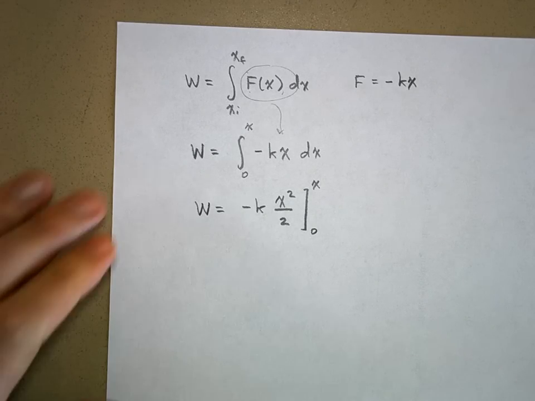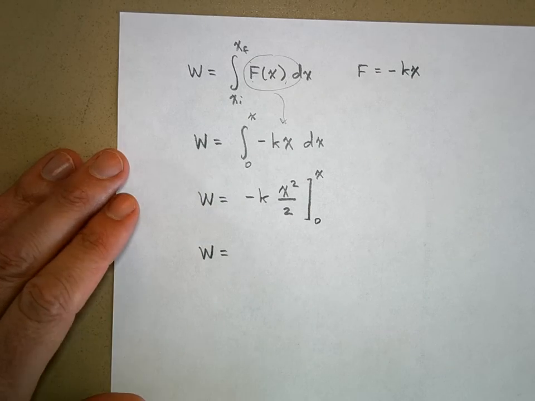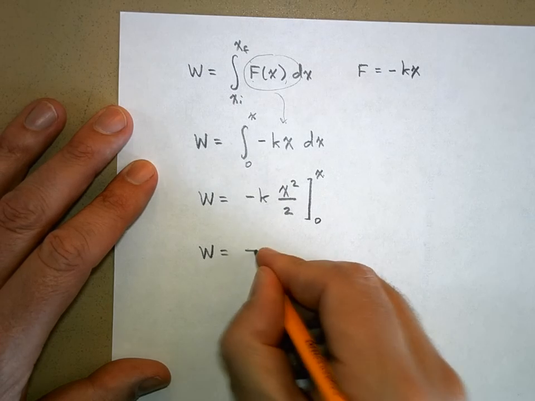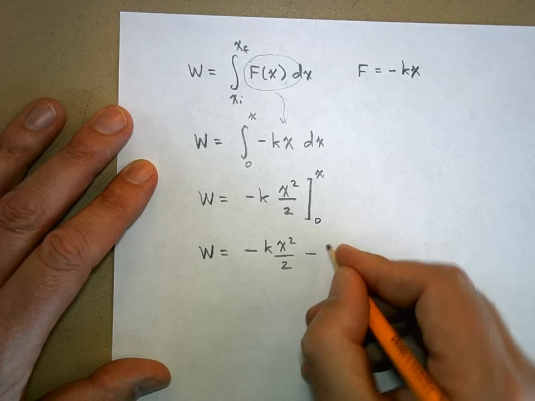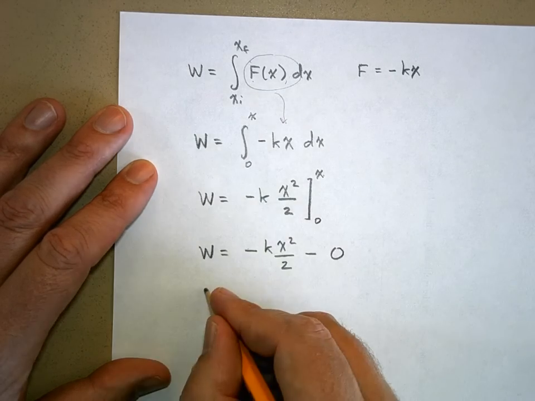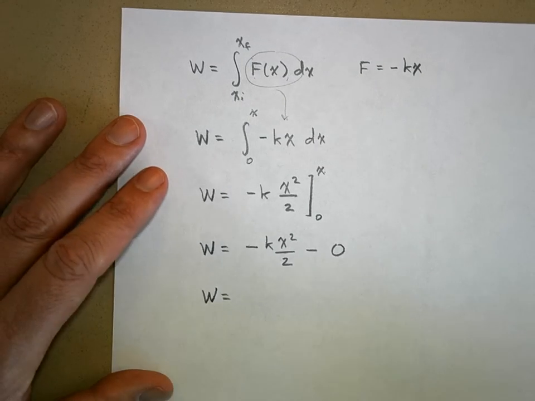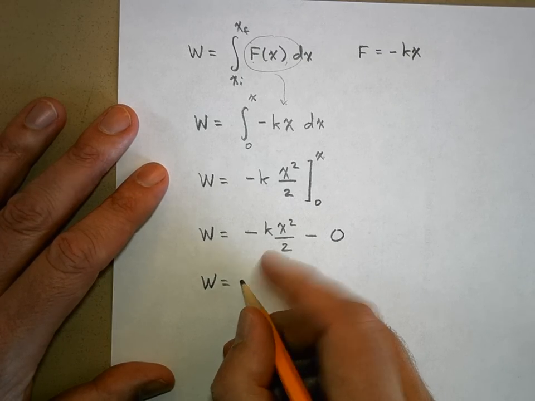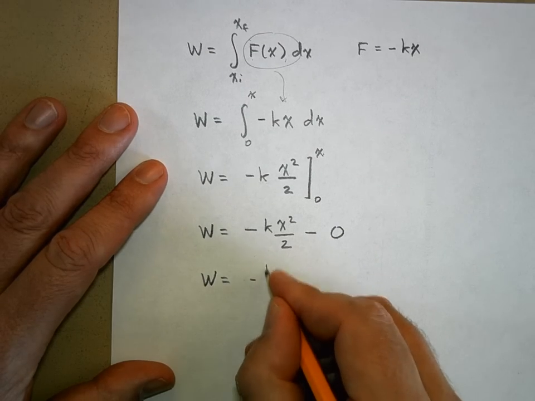Okay, and so the work done to go from the equilibrium position to some arbitrary value of x is equal to, we'll plug that in, you get negative kx squared over 2 minus 0. When I plug the 0 in, the whole thing goes to 0. So the work done by a spring when you stretch or compress it is negative 1/2 kx squared.